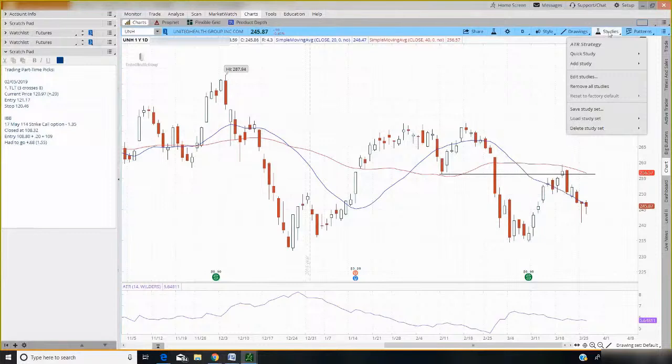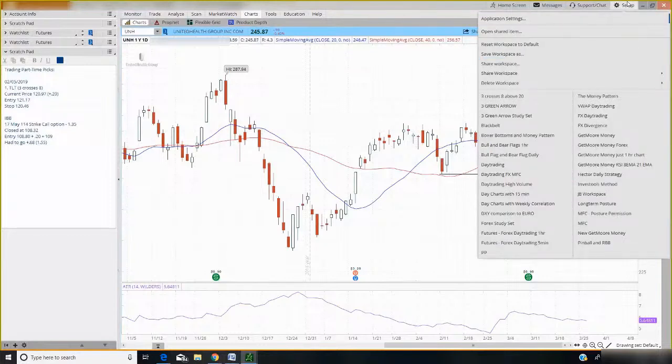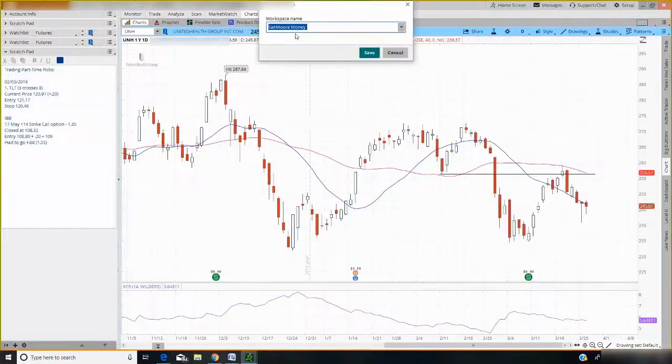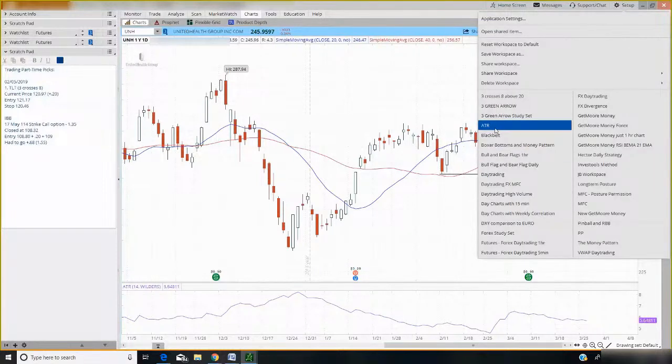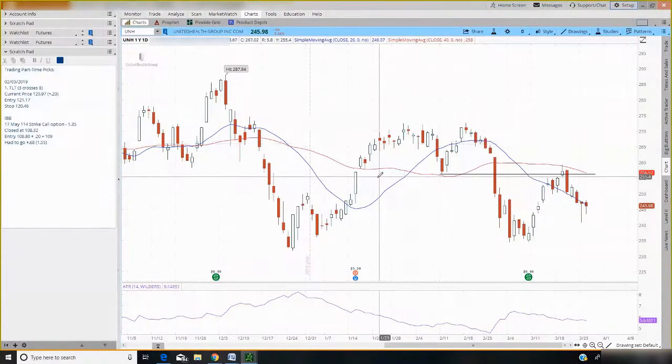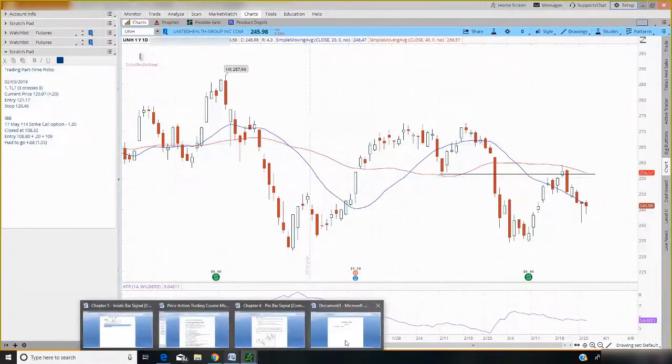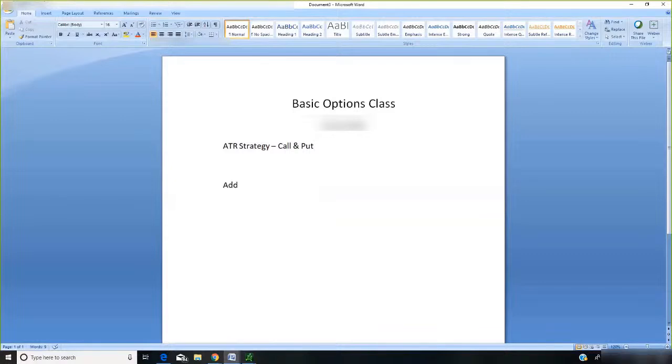So you can save the study set, but you can also save your workspace. If you go up here to Setup, Save Workspace, and I'm going to save the workspace as ATR. Save. So now we're good. Up here in Setup, it's got my ATR. It's got all my study sets. Okay, so that's the first thing. So you're going to add 2 moving averages, the 20 and the 40 simple moving averages, okay?